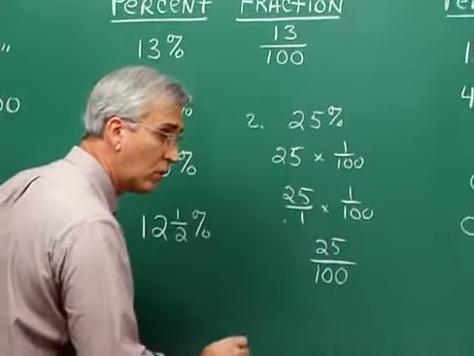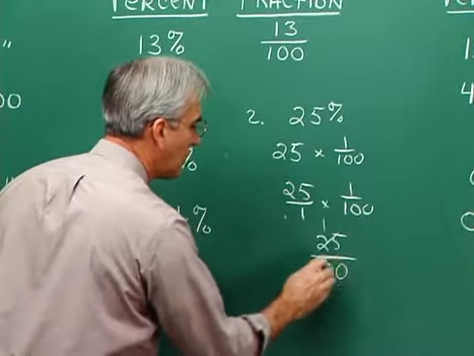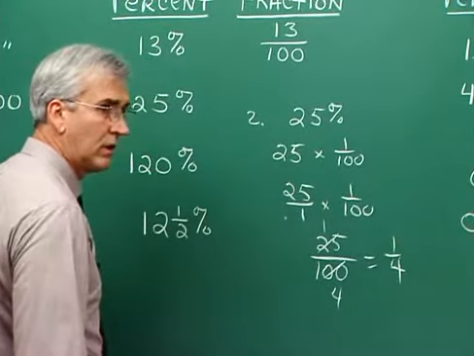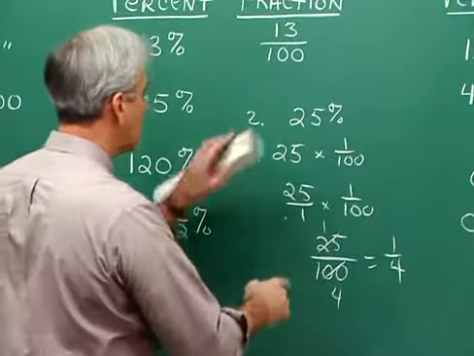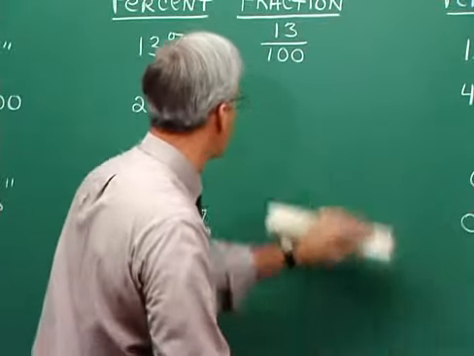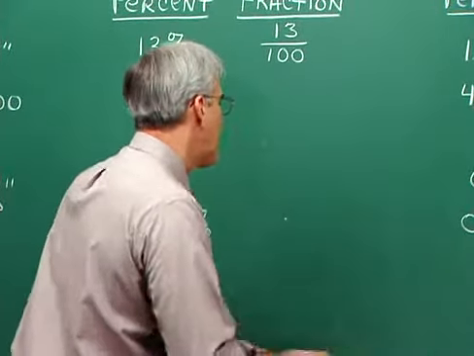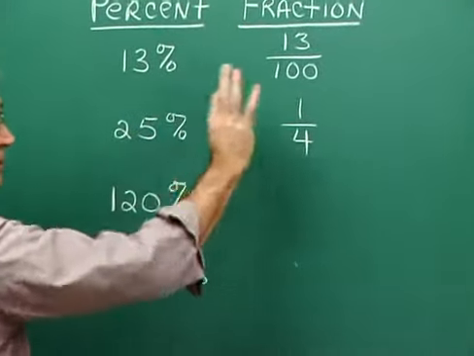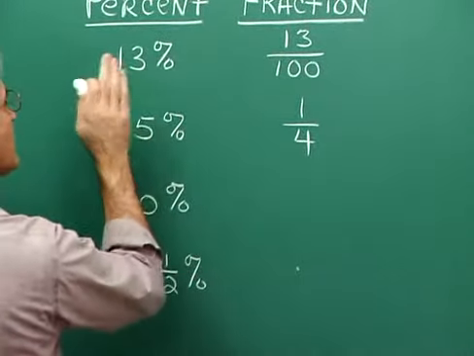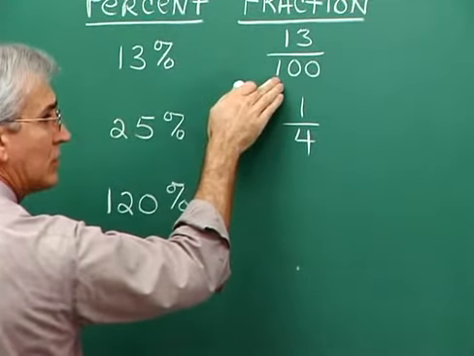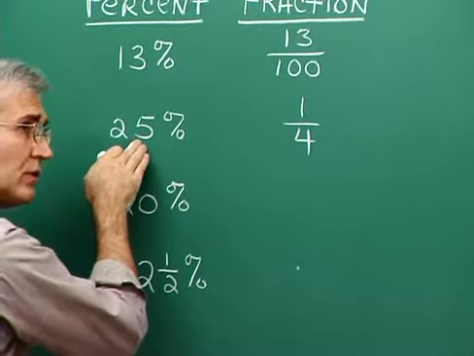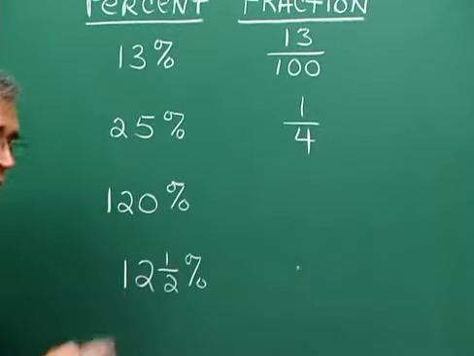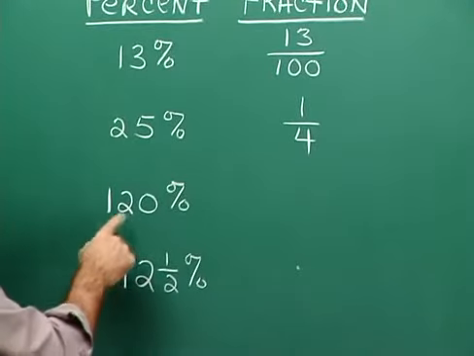And now we certainly would want to reduce. 25 into 25 goes one time. 25 into 100 goes 4. So this is the fraction 1/4. So 25% then is 1/4. Now, if we used the idea on this problem, like I mentioned before, that if we read this as 13 hundredths, then we have the fraction. If we read this as 25 hundredths, then we get 25 over 100, which then would reduce to 1/4. So we could use that strategy if we want to.